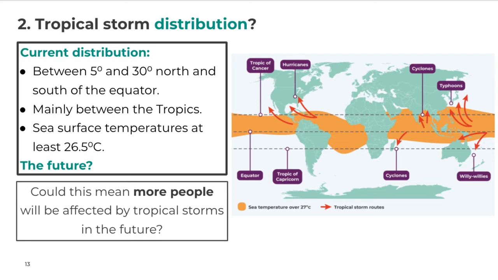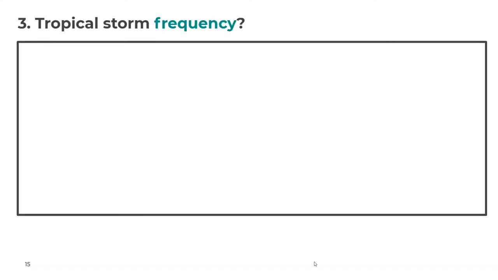And it also might be that people who have never experienced them before will also now experience the devastation that they can cause. And of course, they won't be used to managing or dealing with this type of hazard. So climate change could affect tropical storm distribution in the future, although scientists are not 100% in agreement with this at the moment. So let's now consider tropical storm frequency in relation to climate change.